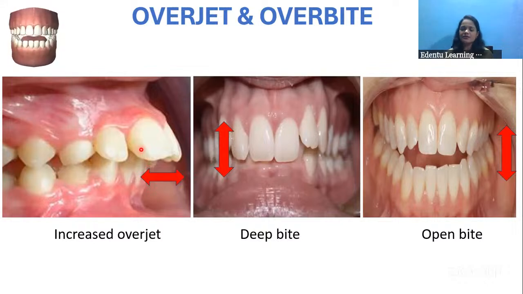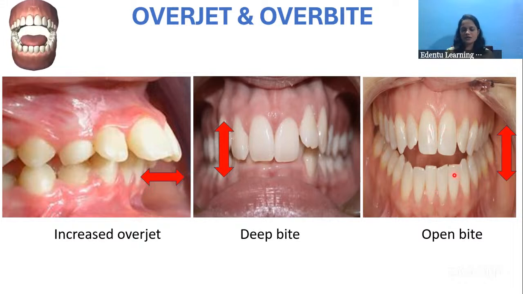Then next there is something called the overbite. In the overbite, there is a deep bite. Increased overbite is called a deep bite. From this image, can you see any lower incisors? No, the lower incisors are completely occluded by the upper incisors. You cannot see a trace of the lower incisor in this image. Such a type of bite is called the deep bite. And there is something called the open bite also. In the open bite, the upper incisors are not even occluding with the lower incisors.